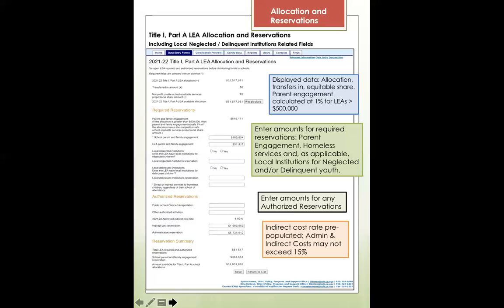There's a section that says authorized reservations, which are not required. So you have required reservations and authorized, and they include that you can reserve funds for students who are still in schools based on public school choice. Seems like that should be over pretty soon now. And there's also your indirect and administrative costs under authorized reservations. But again, reservations can only be used at Title I funded schools. Well, I think that's it for that one.